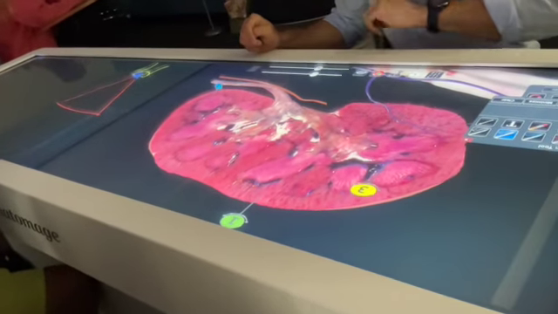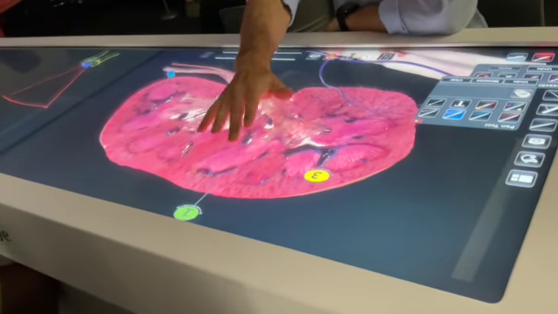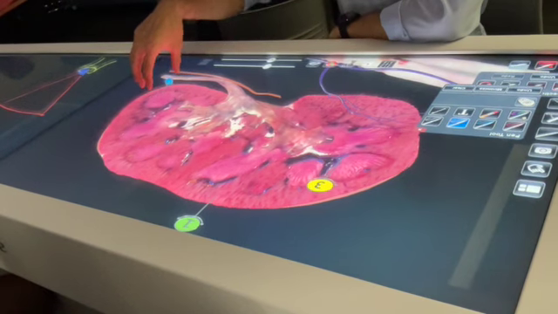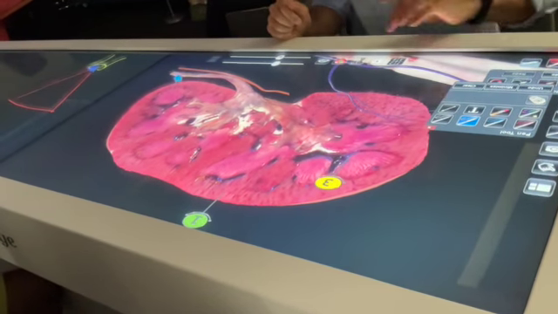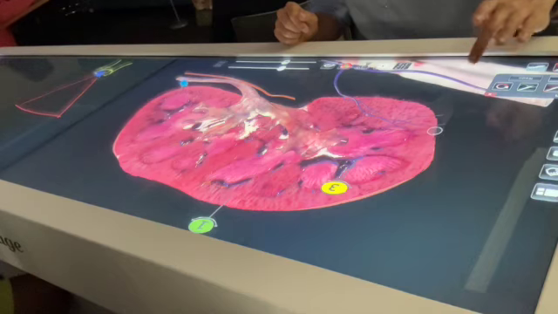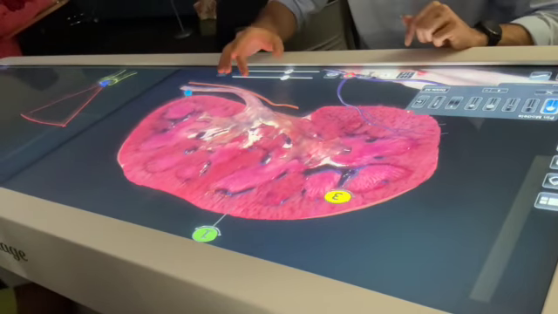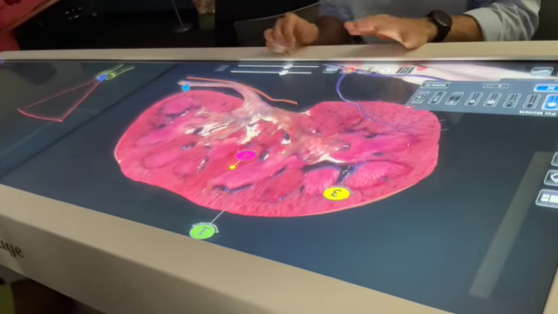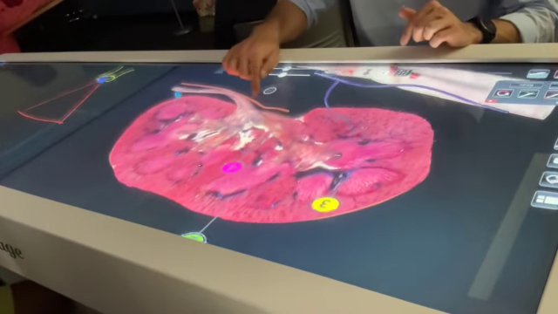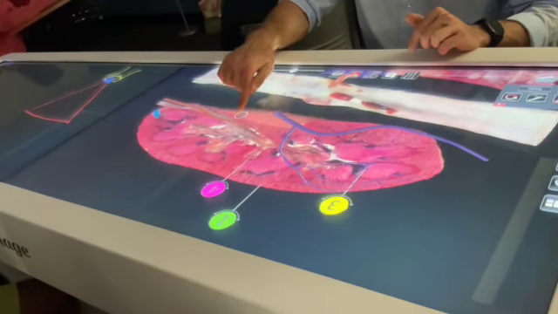So number 1, we can see the renal cortex. Number 2, we can see a renal pyramid. Number 3, we can see the renal papilla. Number 4, here is a minor calyx. Now we know it's a minor calyx because when we look at it, it's singular, right? It's only draining one spot.